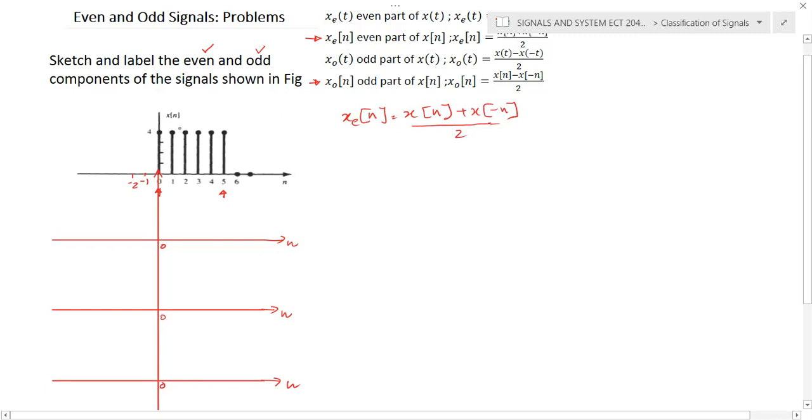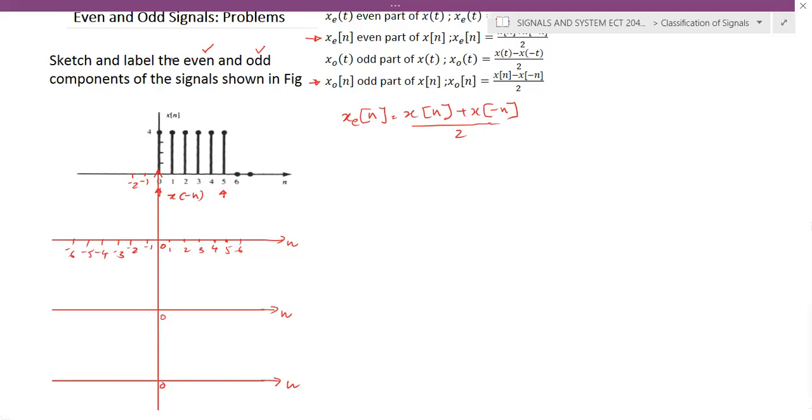So in the question, you can see that there is x of n. Now we need x of minus n, so we need to plot x of minus n. Here you can see that this is 1, this is 2, this is 3, this is 4, this is 5, and here it is 6. On the negative side, it's minus 1, minus 2, minus 3, minus 4, minus 5, and minus 6. Now we need to plot x of minus n, and x of n is already given. If you look at x of n, x of minus n will simply be the mirror image of this particular signal x of n.